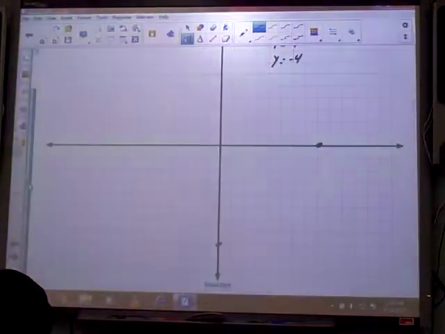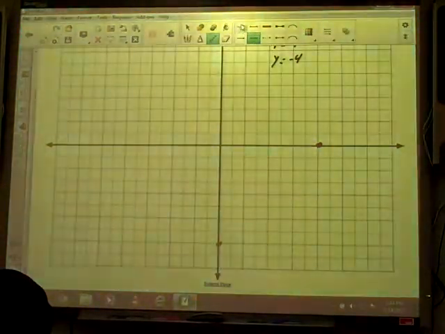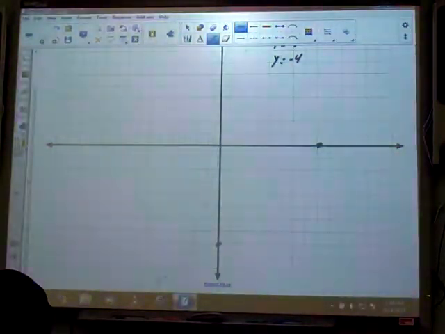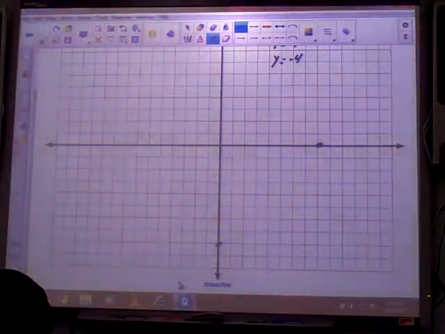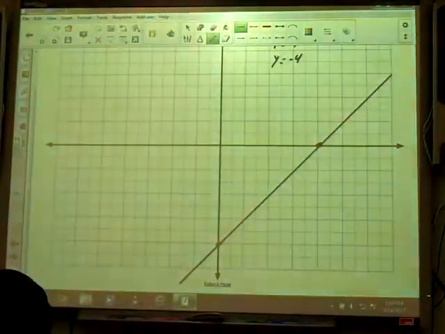Alright, so do those get connected with a solid or a dashed line? Solid, because it had the equal bar underneath it.